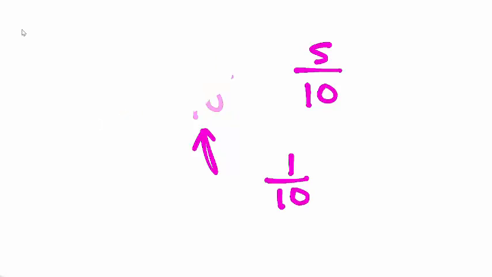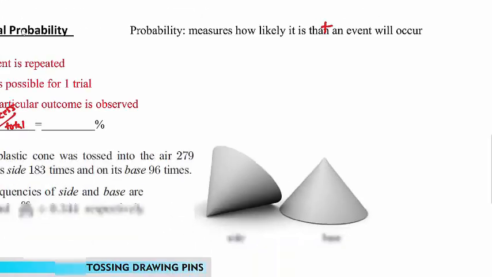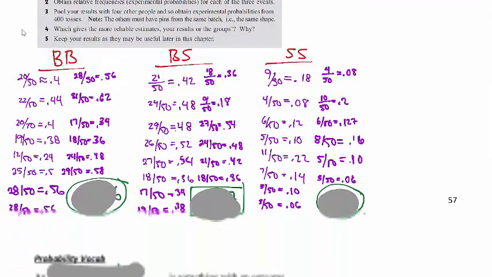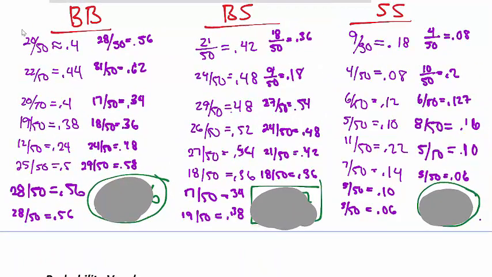So if you wanted to figure it out using a real-world experiment, you'd have to do it over and over and over again. The more you do it, the closer it would get to 1/2. So here's what I would have had you do. I would have had you flip them and we'd combine your data. So here's one person's data. They flipped it 50 times. They got 21 back-backs, 21 out of 50 back-sides, and 9 out of 50 side-sides.